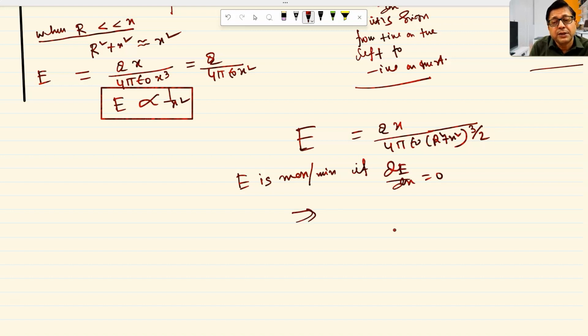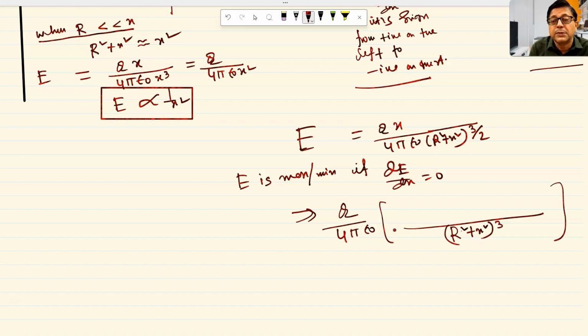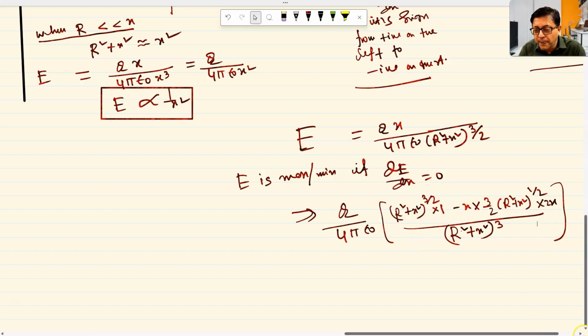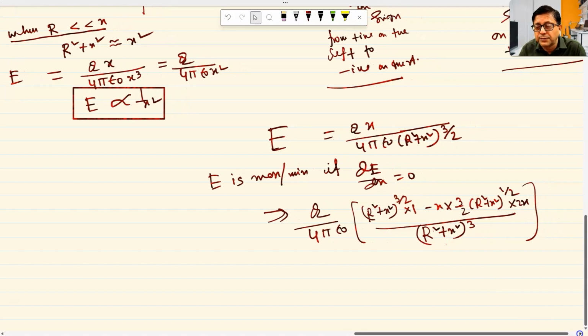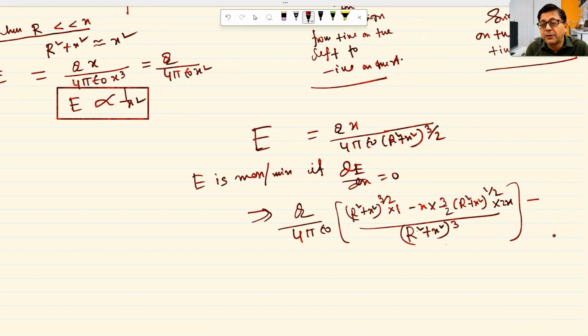That is q by 4 pi E0 outside. Hope all of you remember the differentiation of this portion. This is (r square plus x square to the power 3 by 2) whole square, into the derivative of this: (r square plus x square) to the power 3 by 2 into 1 minus x into its derivative, 3 by 2 (r square plus x square) to the power half into 2x. This derivative we did by the quotient rule. So for maximum or minimum, this part is going to be equal to 0.